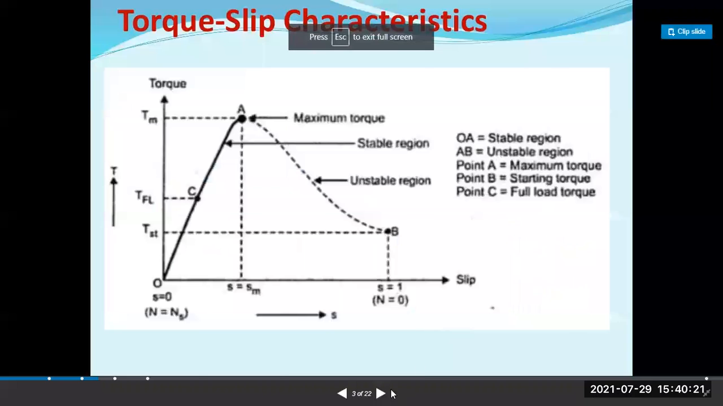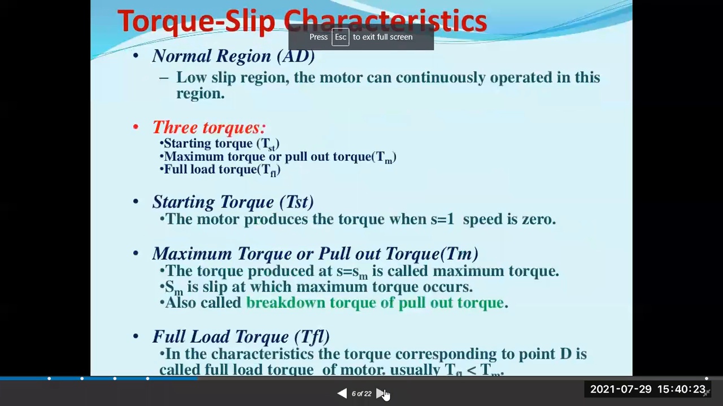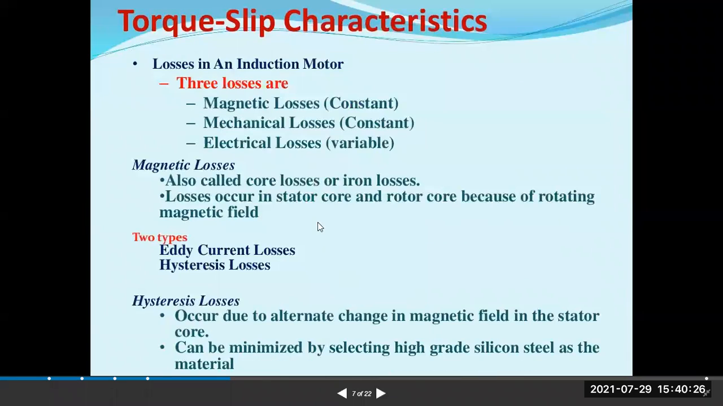So let's proceed. Let's move to the topic, losses and efficiency of the induction machine. So the main losses, that is losses in induction motor, is written here. You can see from here, the losses in the induction machine are mainly of three types.